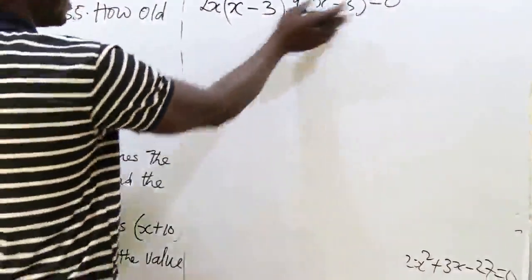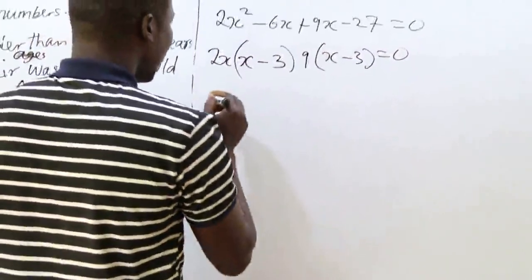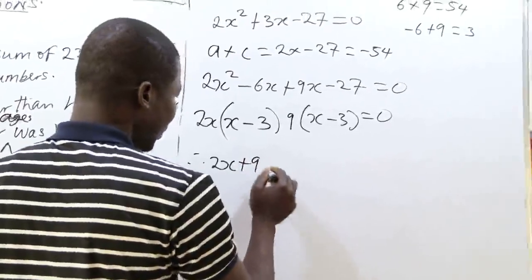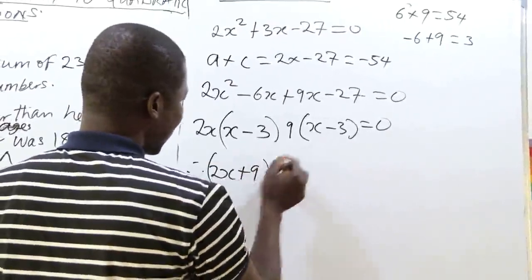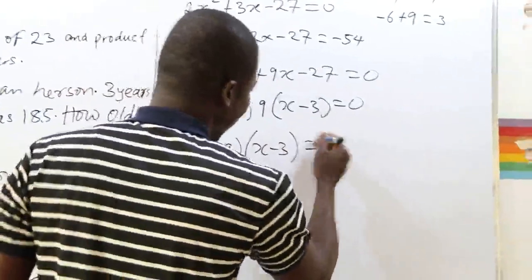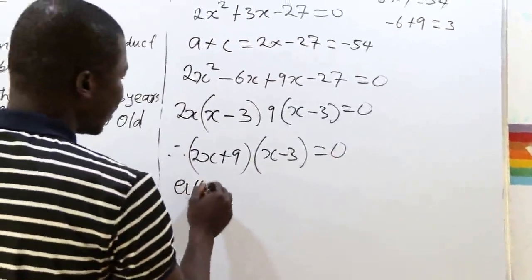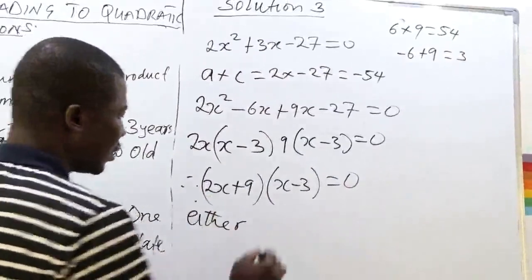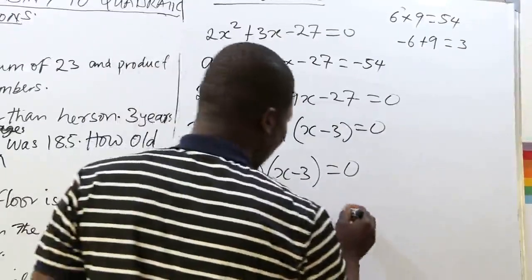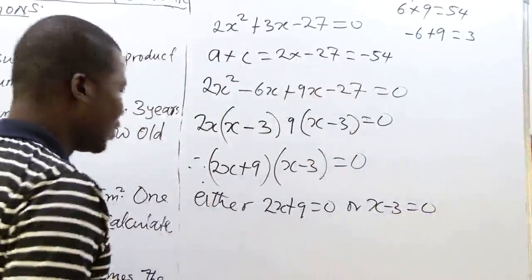Since the two brackets are the same, now we can write the one outside the bracket and one of it. So therefore we have open bracket 2x plus 9 close bracket, open bracket x minus 3 close bracket equals 0. So for this to be 0, either 2x plus 9 equals 0, or x minus 3 equals 0.